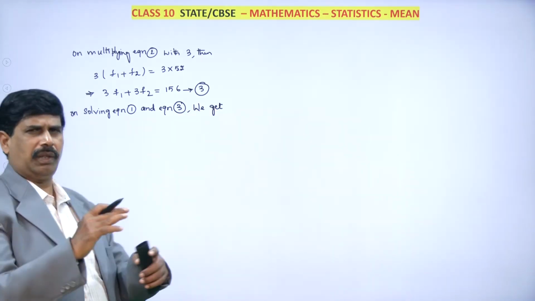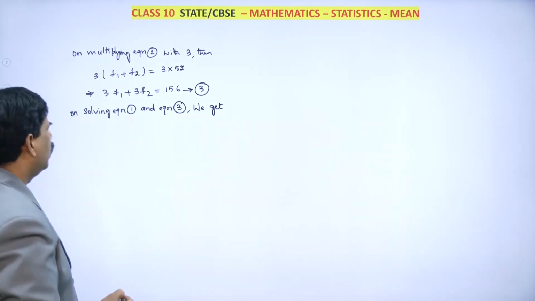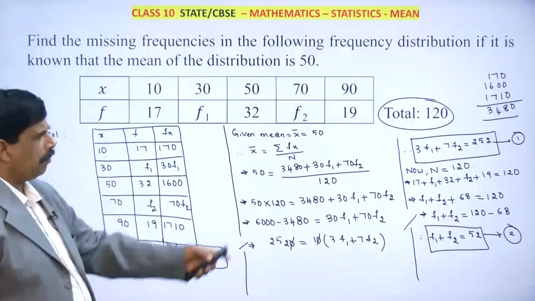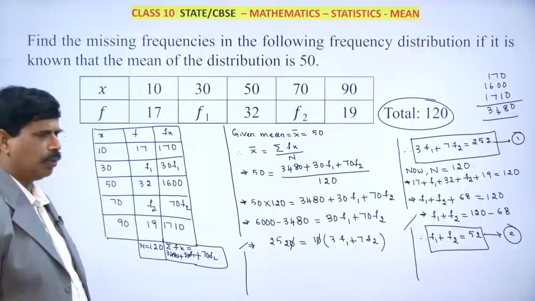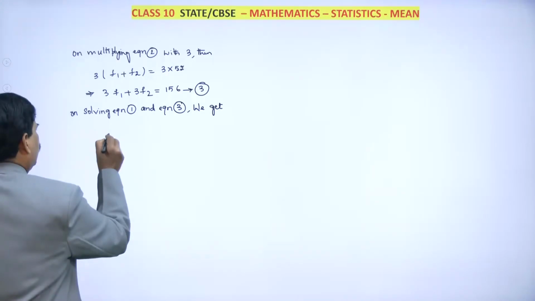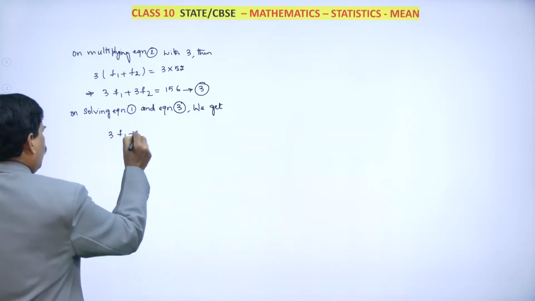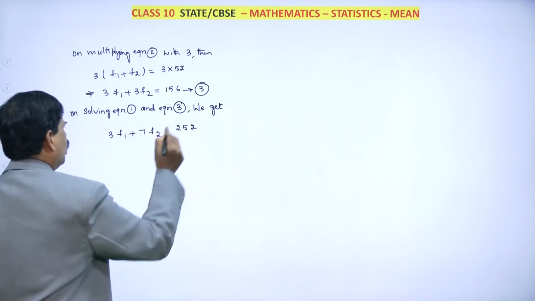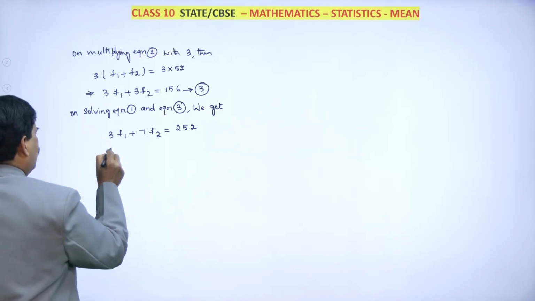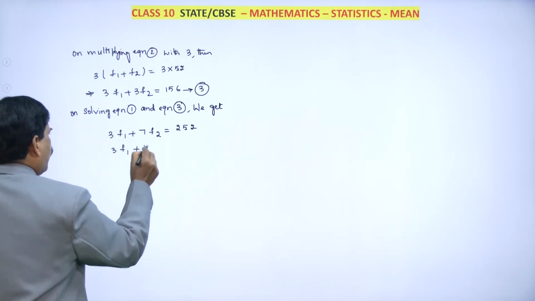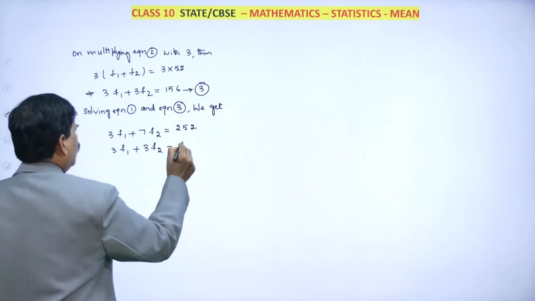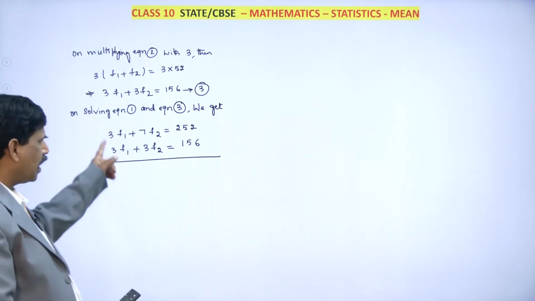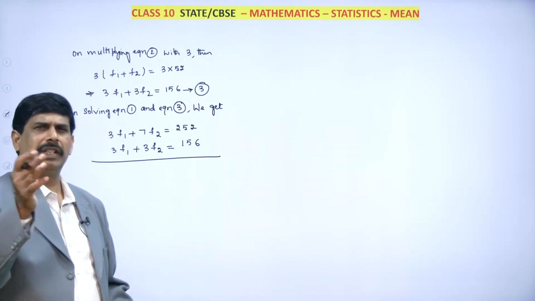So let us solve both the equations, children. What we will get here. What is your equation 1? We have there 3f1 plus 7f2 is equal to 252. That is your equation 1. Now we got it here, 3f1 plus 3f2, this is equal to 156. So now both of them are of the same sign and with equal coefficients. Go with subtraction, children.